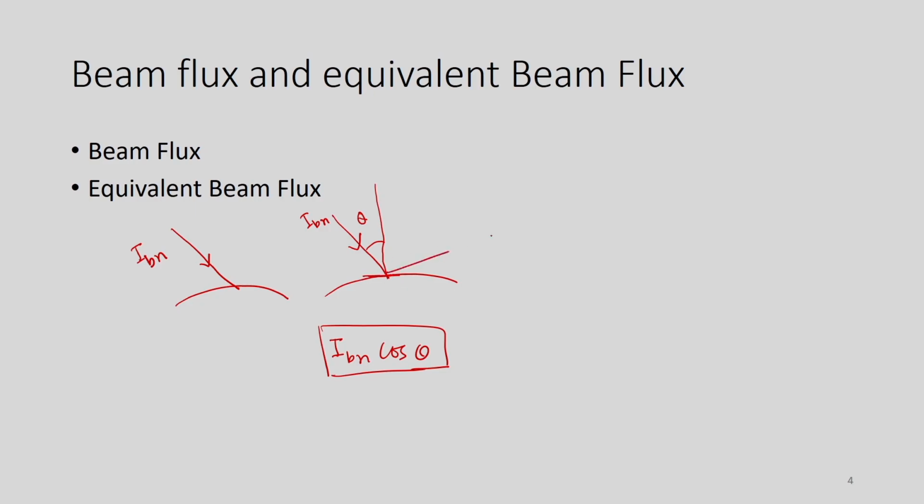Solar radiation may come from this side also, maybe from this side also. So we have to convert it with respect to the normal to the surface. That is why it is called equivalent beam flux. This theta is a function of many angles like declination, tilt, solar azimuth angle, altitude angle, and so on. So we need to understand how this cos theta varies with respect to different angles.